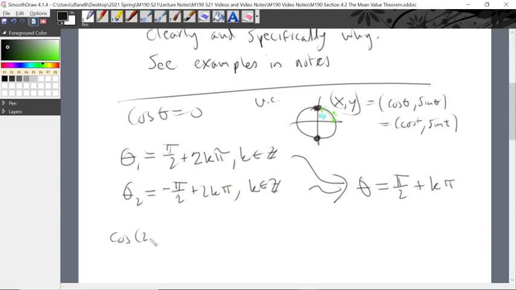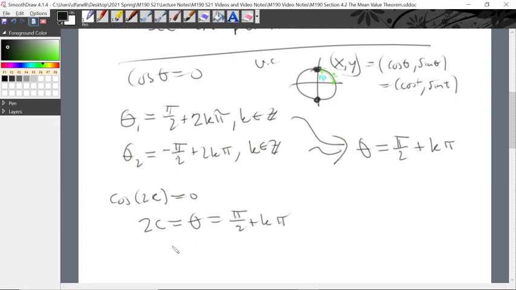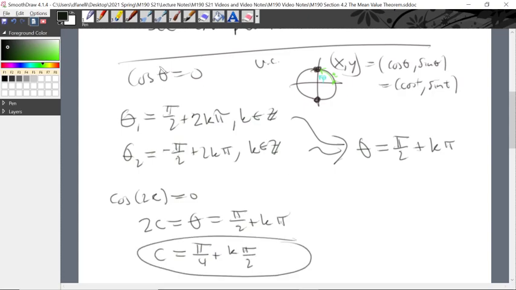So if we're solving an equation like cosine of 2c is equal to 0, then we have that 2c is equivalent to our theta, where theta is pi over 2 plus k pi. And then we can solve for c. So c is equal to theta over 2, which is all this divided by 2, so a half of this. If we take half of this, we're going to get pi over 4 plus k pi over 2. Those are our values of c that satisfy this equation right here.